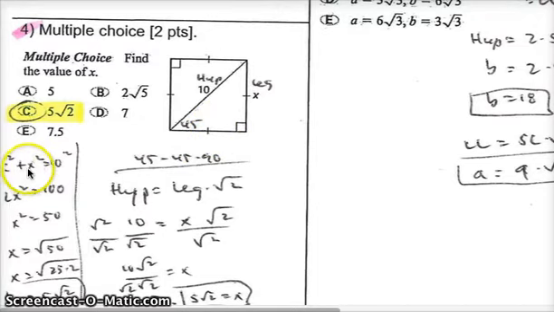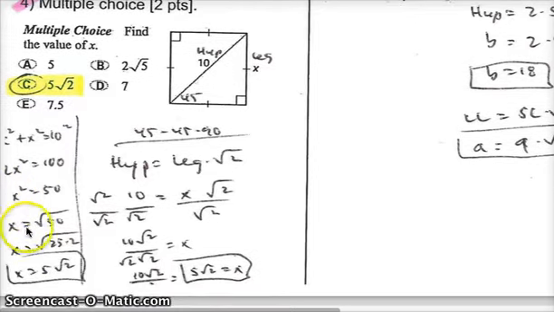X squared plus x squared equals 10 squared. 10 is your hypotenuse. Combine like terms, that'll be 2x squared equals 100. Divide both sides by 2. The very last thing you need to do is take the square root. X squared equals 50. When you take the square root, you get x equals the square root of 50. To simplify the square root of 50, those factors are 25 times 2, and the square root of 25 is 5. X is equal to 5 radical 2.